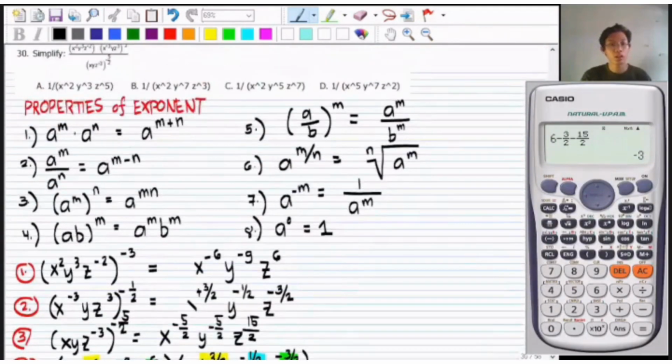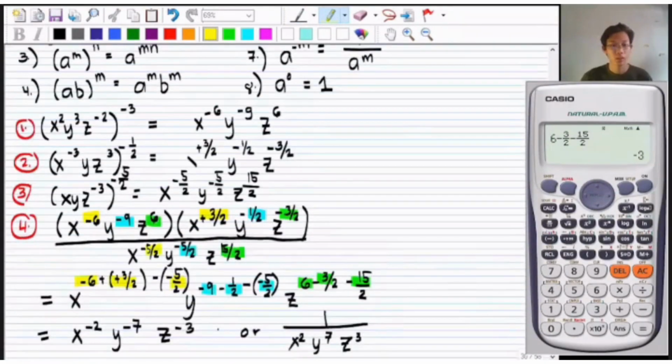That is letter B. Tama ba? Ingat na lang sa pagsasolve. Okay, yung solution 1 yan. Ngayon yung solution 2.